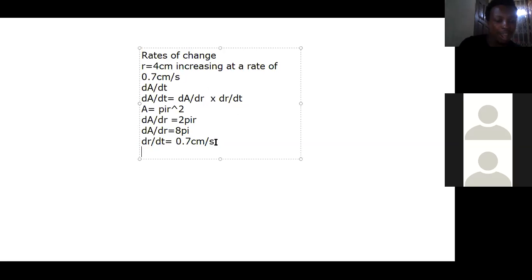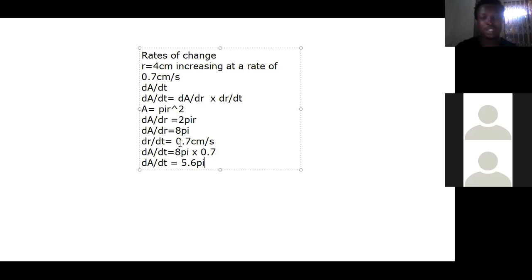So what we are going to do is, now dA dt is equal to dA dr, we had 8 pi, right? 8 pi. Yes. Times 0.7. What are you getting? Please use your calculators. What are you getting? 5.6. So our dA dt, we are having 5.6 pi. There's supposed to be pi.